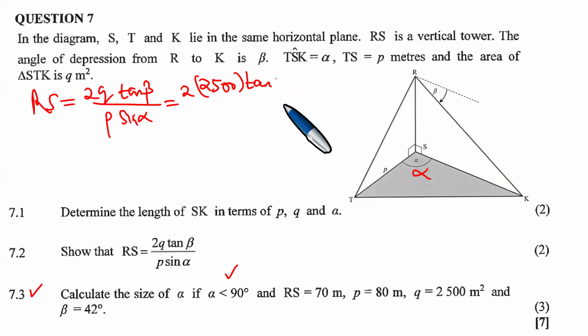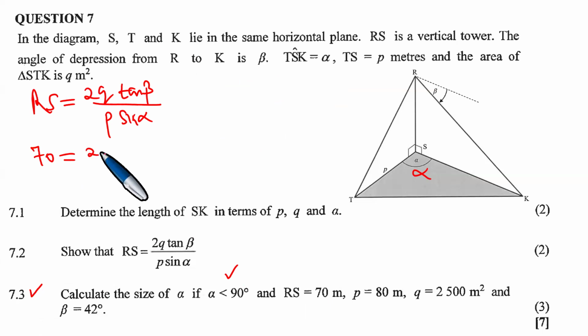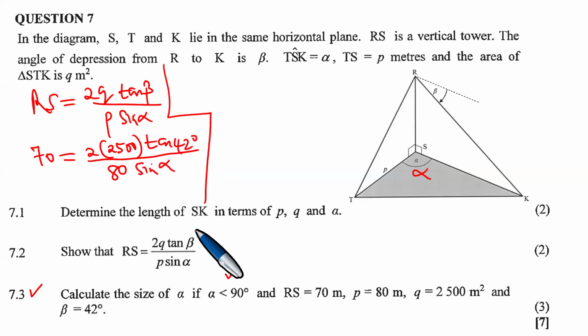The tangent of beta, beta is 42 degrees. P is 80. The sine of alpha, and alpha is what? Now you need to calculate the size of alpha. So we can write it a little bit at the bottom here for clarity. What is RS? RS is 70. You're going to put 70 equals to 2 times q which is 2,500, the tangent of 42 degrees, over p, 80, the sine of alpha.